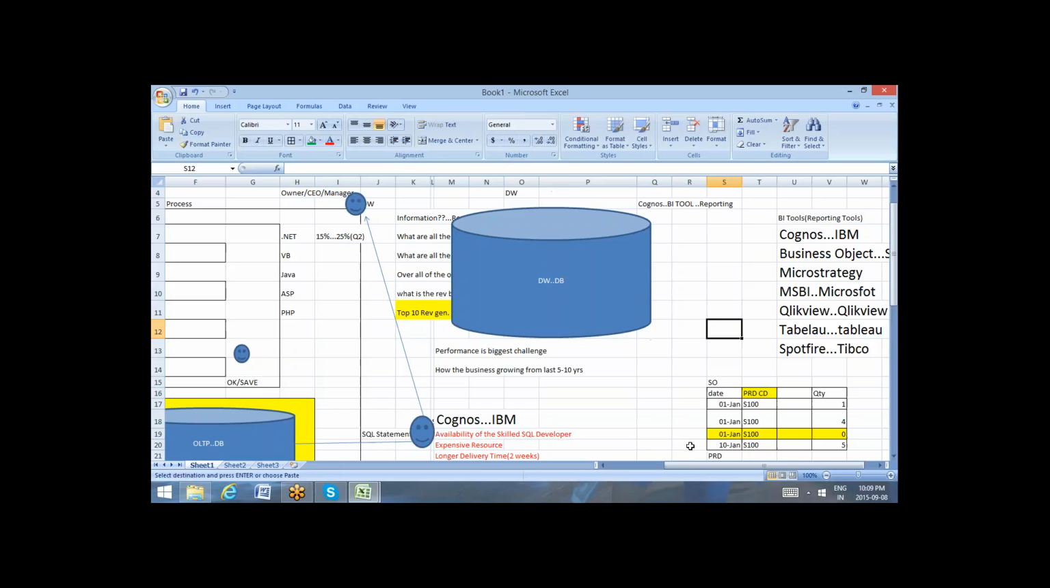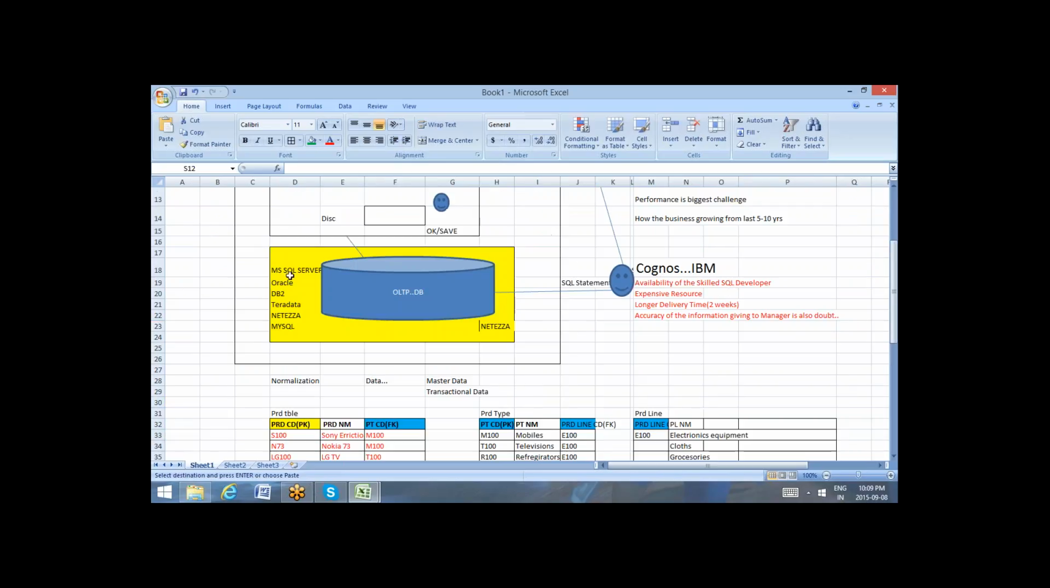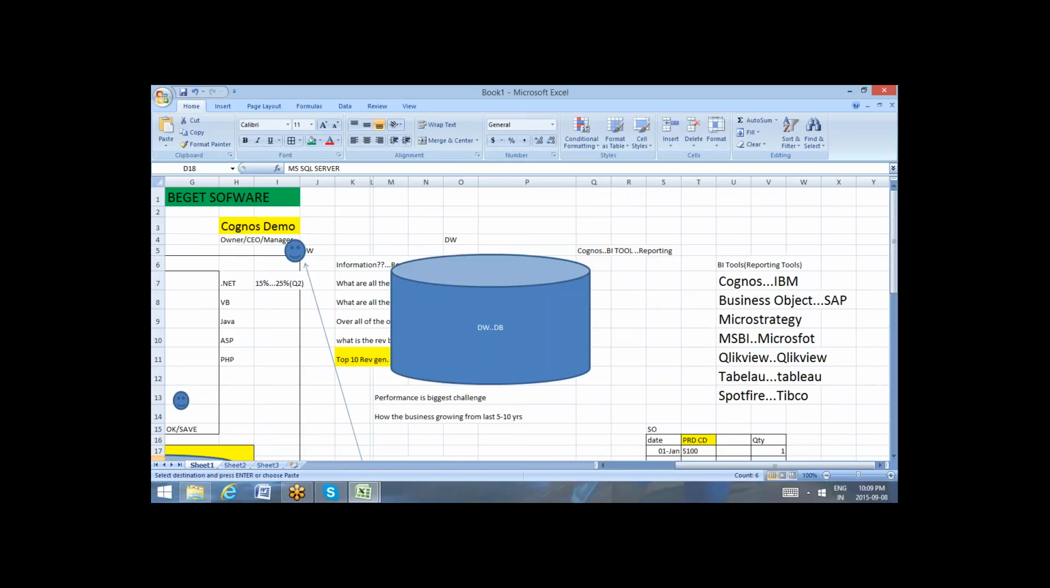Again, this data warehouse database can be any of the databases available in the market. I can use any of the databases, for example Microsoft SQL Server, Oracle, DB2, Teradata, maybe Sybase. There are a lot of databases available. I can use any one of them to act as a data warehouse database.